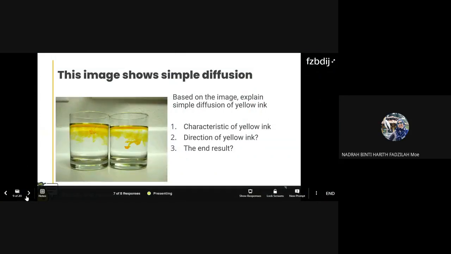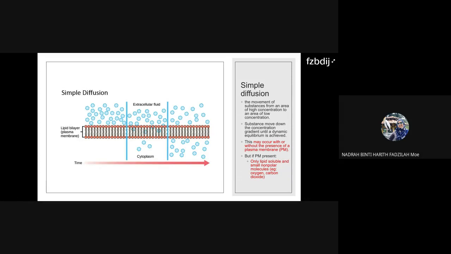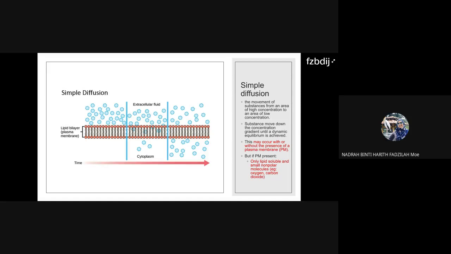Okay, anak-anak, simple diffusion is special because it can occur with or without the presence of plasma membrane. If there is a presence of plasma membrane, this process is only available for lipid soluble molecules, small non-polar molecules and water. Macam kamu sebut tadi lah.